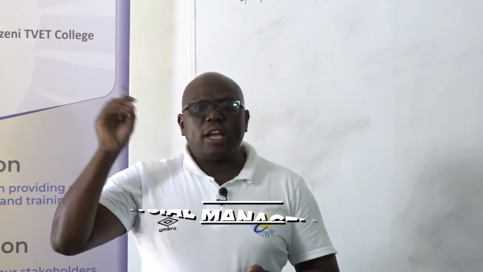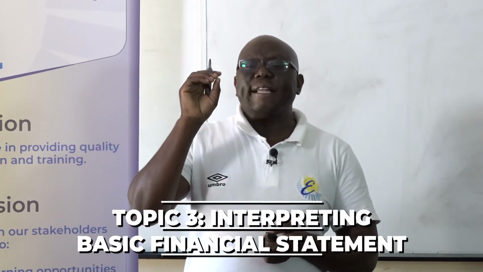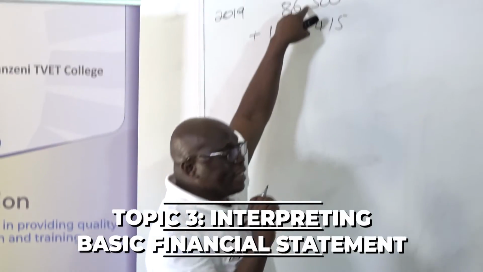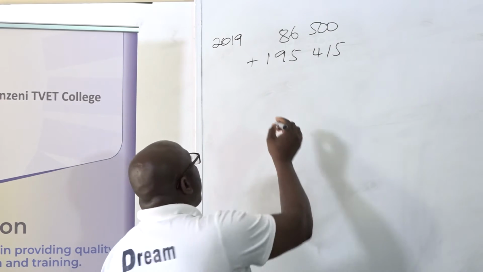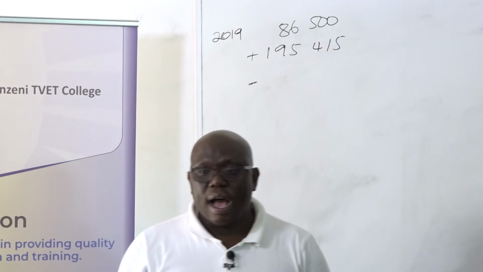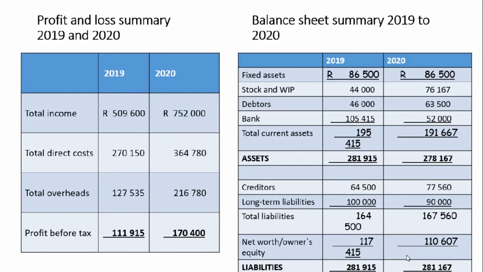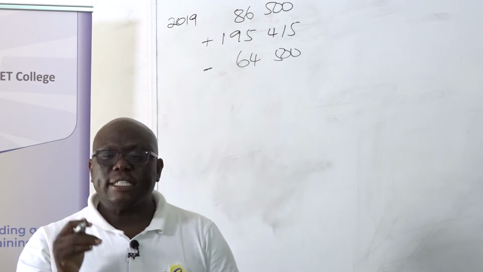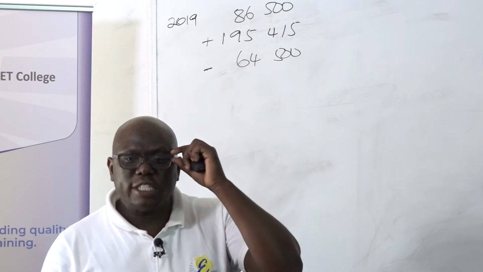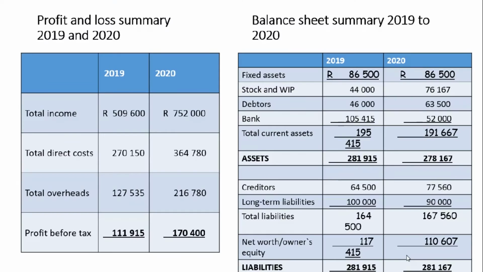Therefore, when we go back to our formula, it says fixed assets plus current assets less the current liabilities. Let us look at our balance sheet to check how much our current liabilities are. We look at the creditors, which are the current liabilities. So the current liabilities are 64,500, and we say less 64,500. We also subtract the non-current liabilities, which are the long-term liabilities. Our long-term liabilities are 100,000.